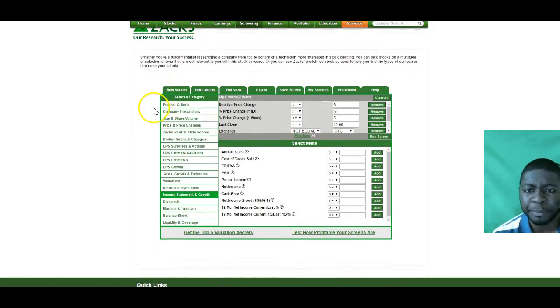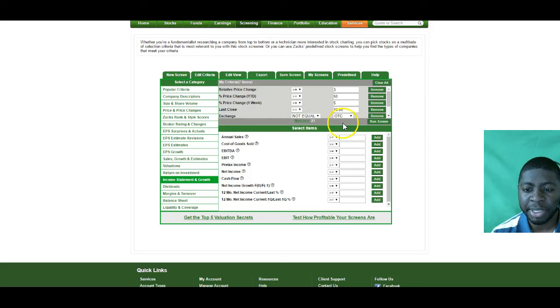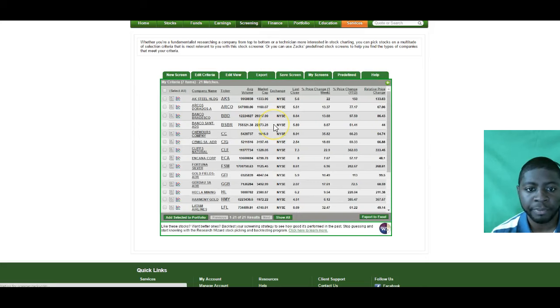So this screen is very, very thorough. I'm happy with what I have so far. I don't want to break it down too much. I like the fact that we're just at 21 right now. So I'm going to go ahead and click run screen. So we're going to run this screen. And here's what we have so far.